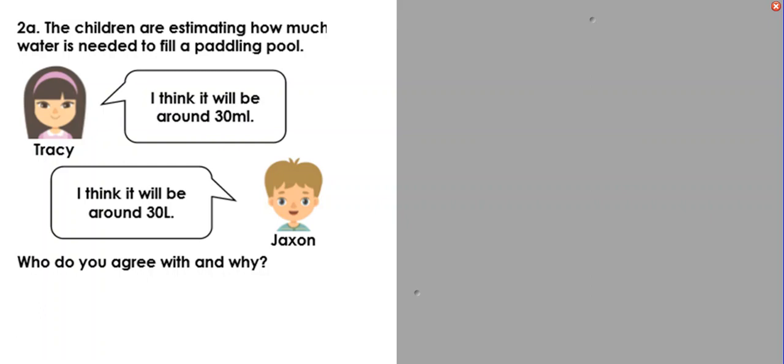So let's just take a moment to think about this. If we picture a bottle of water, you could have a small bottle of water which would hold 500 millilitres, or you could have a large bottle of water which could hold up to 2 litres. So remember, that's 2,000 millilitres. Have a think about how big your paddling pool would be. Pretend you're pouring that bottle of water into that paddling pool. Would it fill the paddling pool? Pause the video and have a go at that.